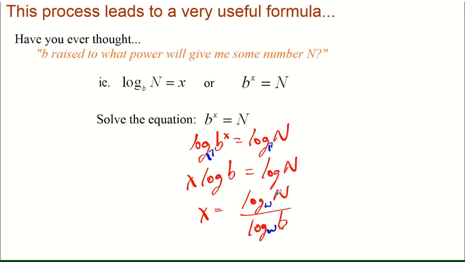Now look, notice where this was. The n was your old argument and the b was your old base. So what we say is, in words, it's the log of the old argument divided by the log of the old base to whatever new base you want to switch it to. And that's why they call it the change of base formula. So I've got it down here.